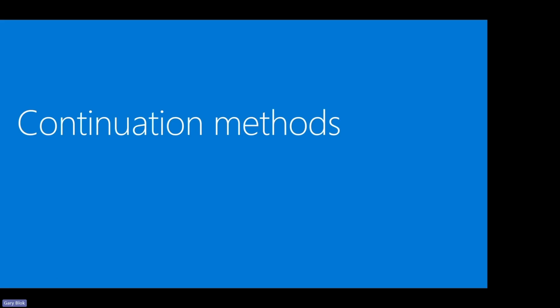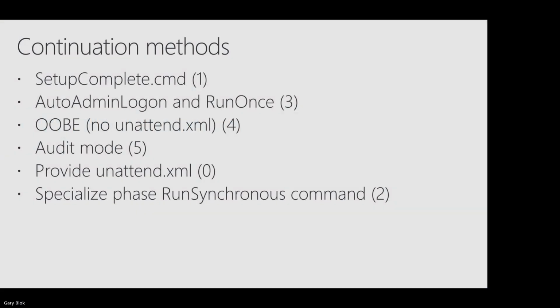Right, continuation methods. In DeployR, after it's in WinPE and it goes into the full OS, that is the stage that we're calling the continuation method: how does the task sequence continue once it's out of WinPE. Today we have 6 different options.